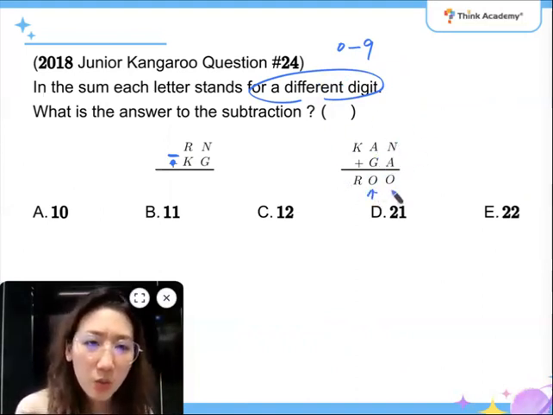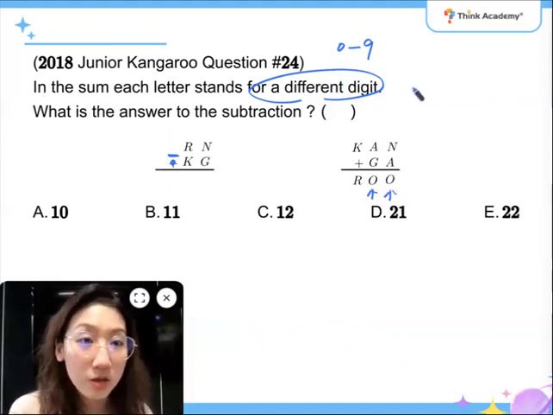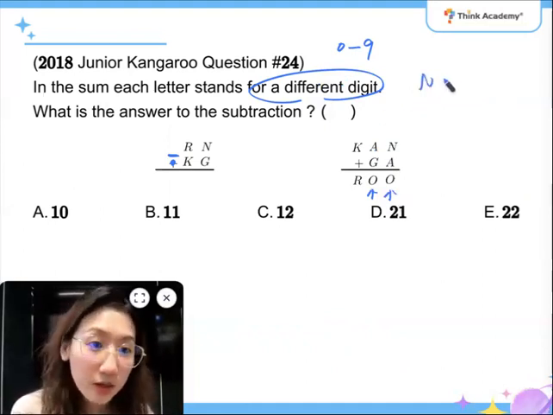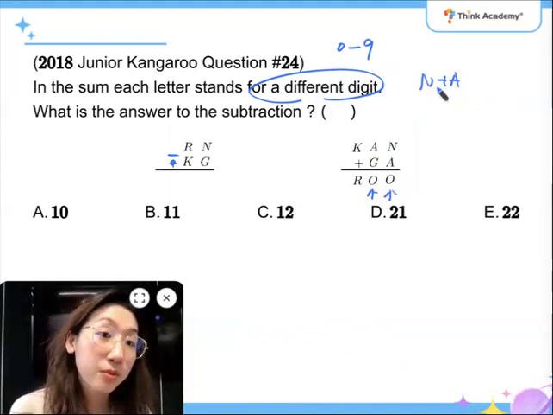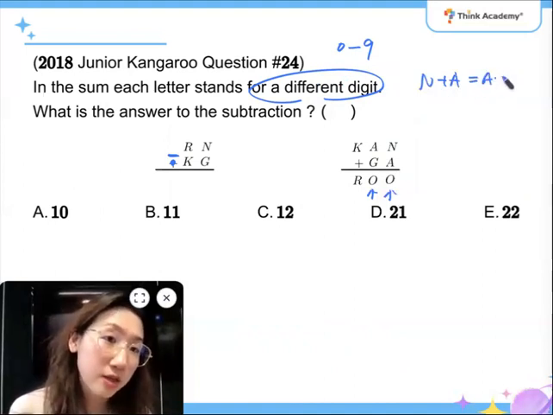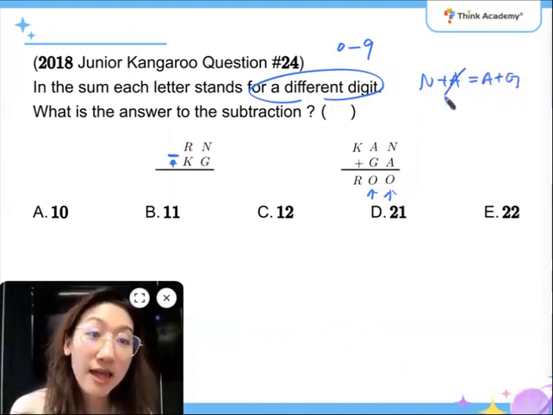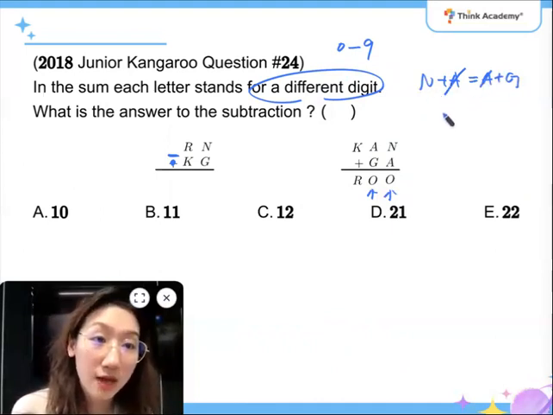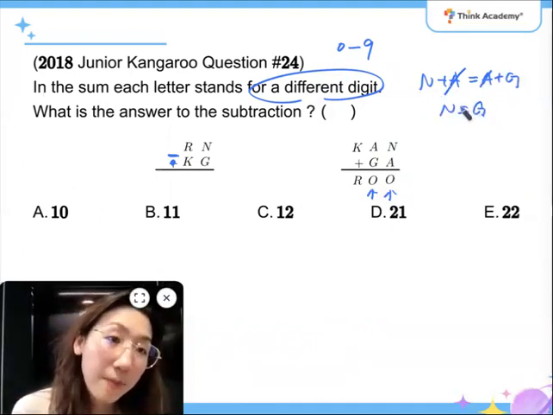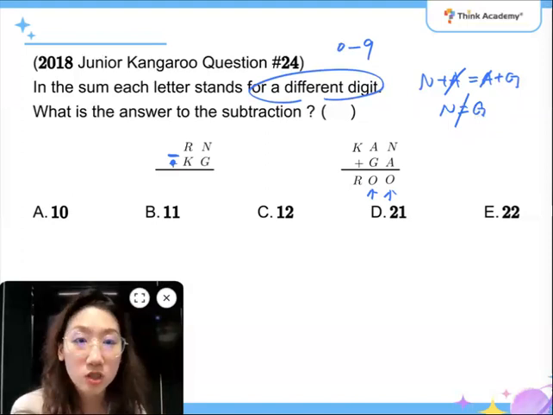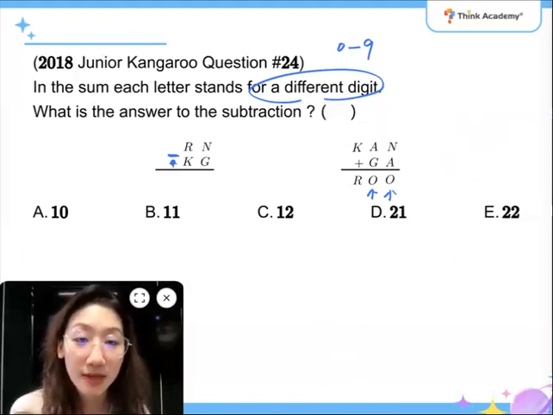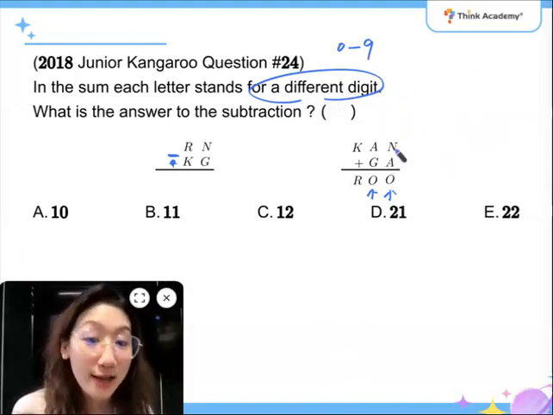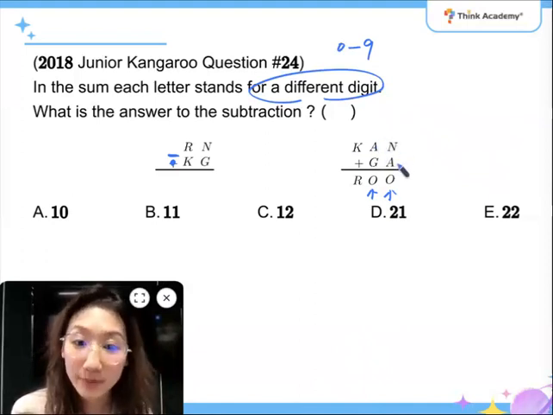Is it possible that there's no carryover at all? No, because if no carryover, that means N plus A is equal to O, and A plus G is also equal to O. And A, they are the same thing. So if you cancel them, that means N is equal to G. But N cannot be equal to G as they're all different digits. Okay, so that means there has to be at least one carryover happening.